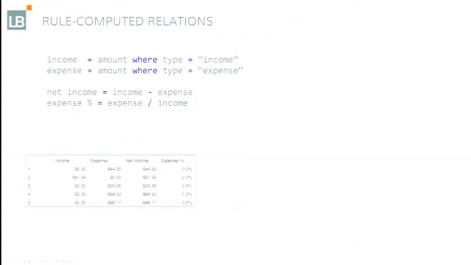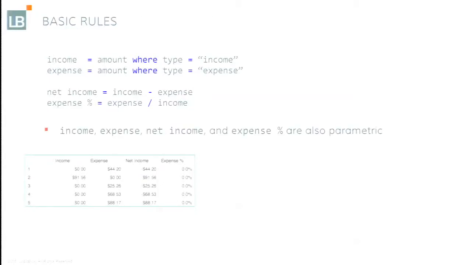The relations that we have defined so far are relations that we expect users to put data into. We can also have rule computed relations, and there are 4 of them in our example application. Income is amount, where type is income. Expense is amount, where type is expense. Net income is income minus expense, and expense percent is expense divided by income. These relations are also parametric. So what that means is my expense percent, I can parameterize it with these different discrete levels that I have.